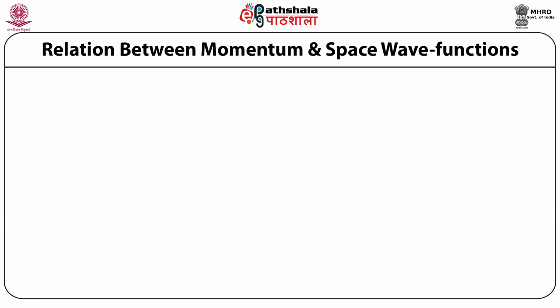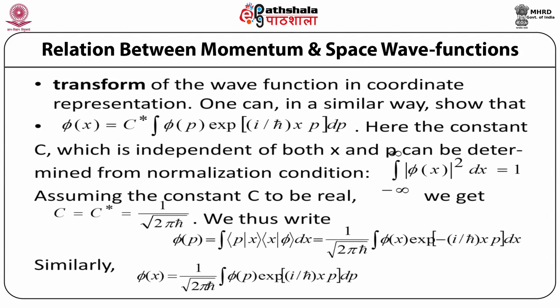Relation between momentum and space wave functions. The wave function in momentum space, as defined above, is the Fourier transform of the wave function in coordinate representation. One can, in a similar way, show that φ(x), the wave function in coordinate representation, is equal to c* integration over dp φ(p) exponential to the power i/ħ xp, where c* is the complex conjugate of the constant of integration c.